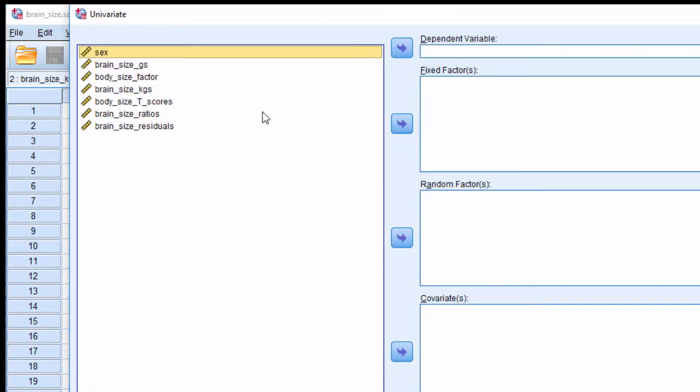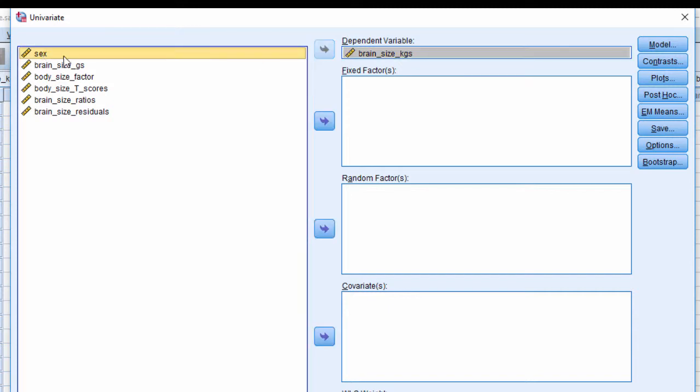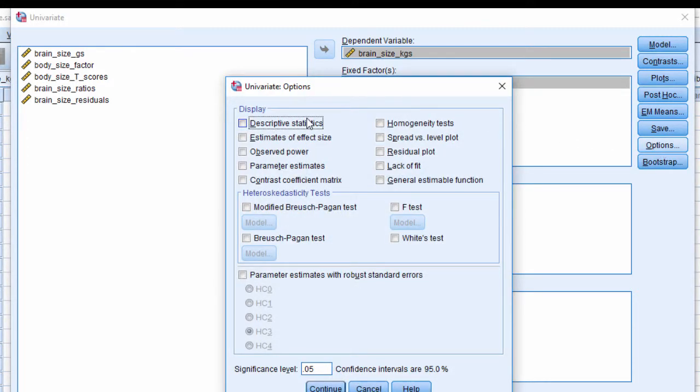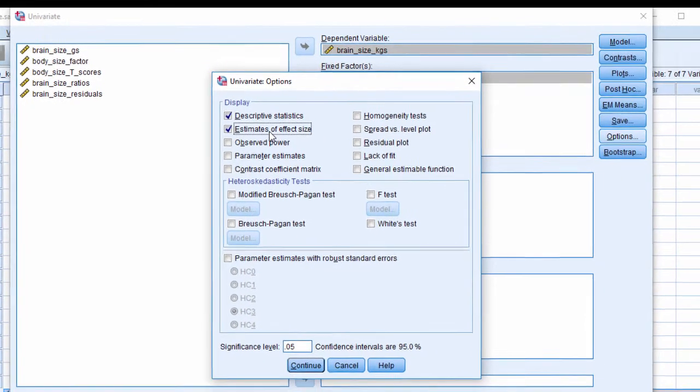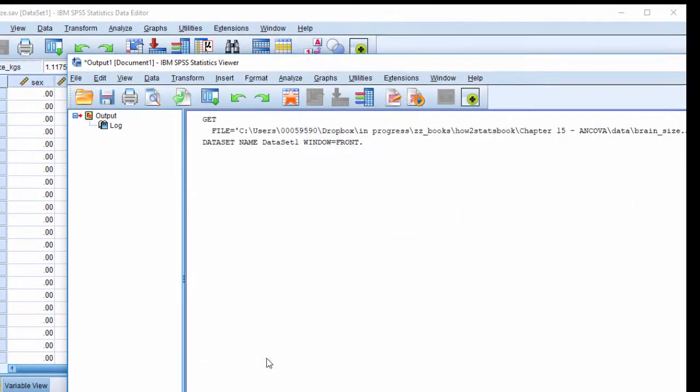So click on Univariate and put brain size kilograms in the dependent variable and sex as a fixed factor, which is the independent variable. And then click on Options, and we want the Descriptive Statistics, and we want estimates of effect size. And this is where we're going to get that eta squared that SPSS actually calls partial eta squared, unfortunately. Click Continue and click OK.